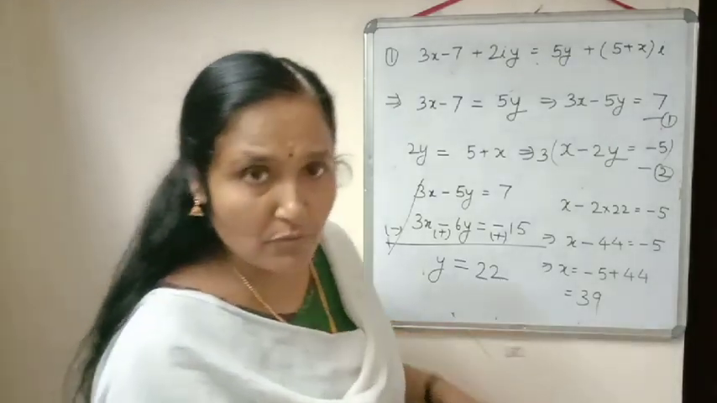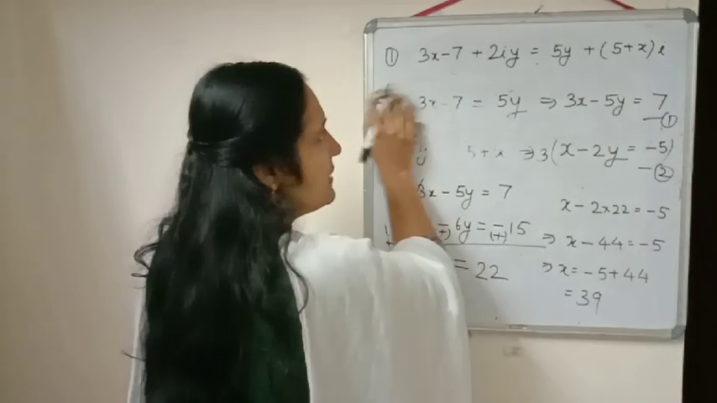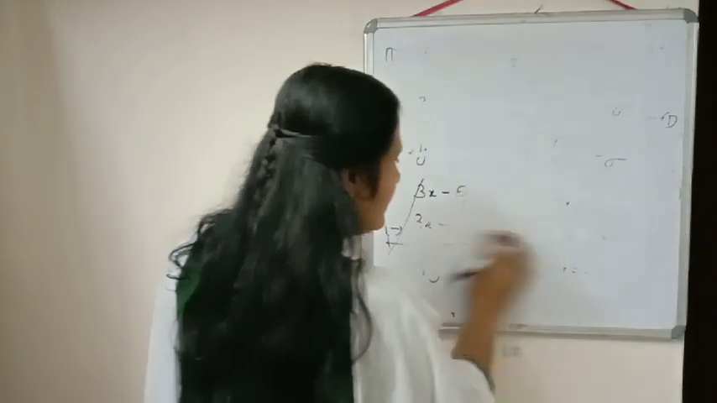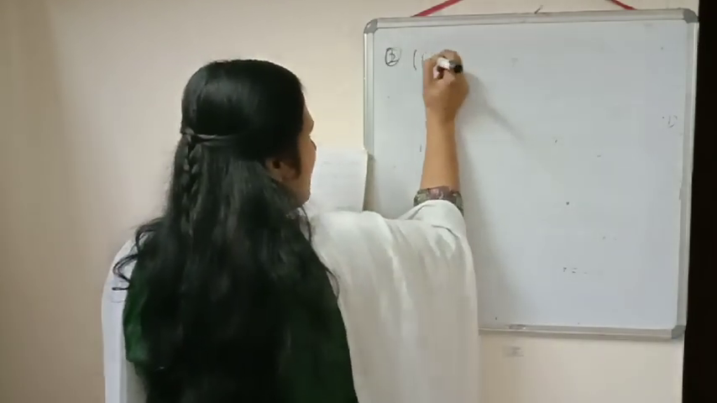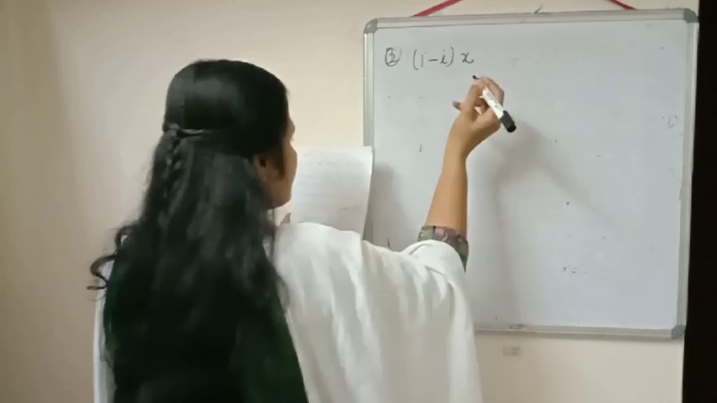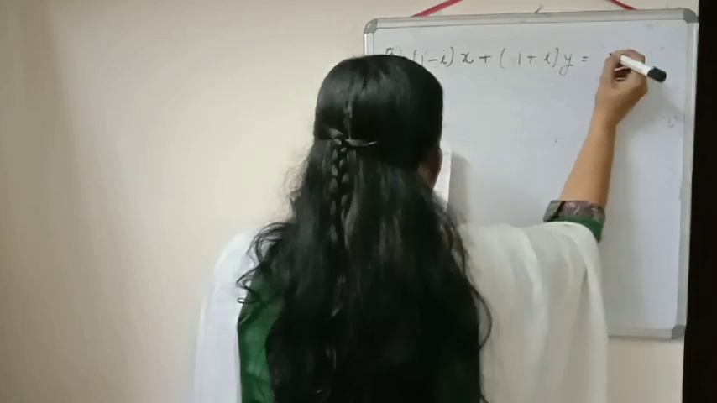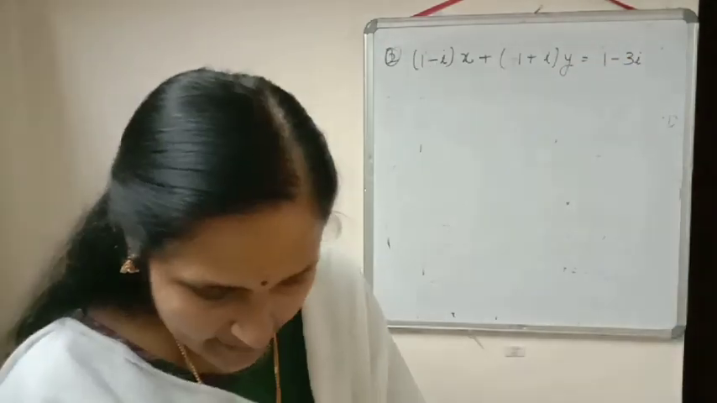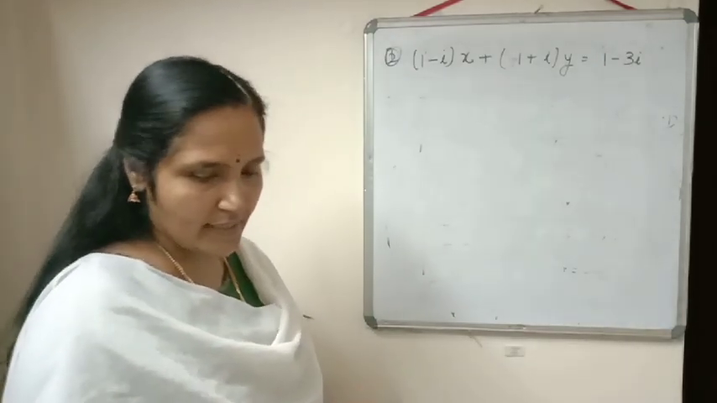So always when two complex numbers are equal, then equate their real part and imaginary part. Now we'll do the next question. Write down. Second question is: 1 minus i into x plus 1 plus i into y is equal to 1 minus 3i. 1 minus i into x plus 1 plus i into y is equal to 1 minus 3i.